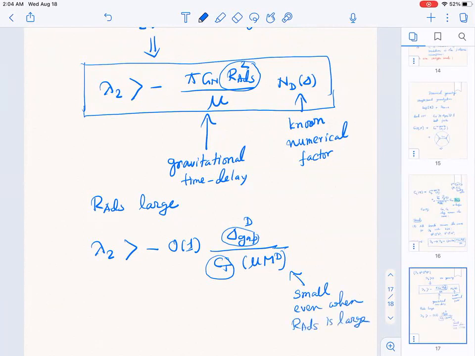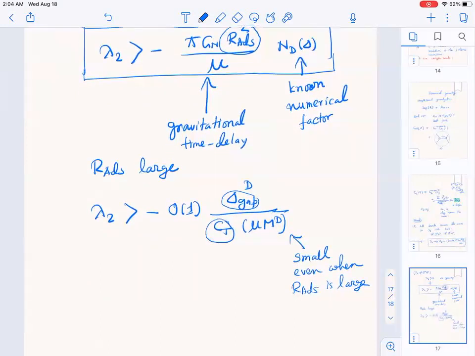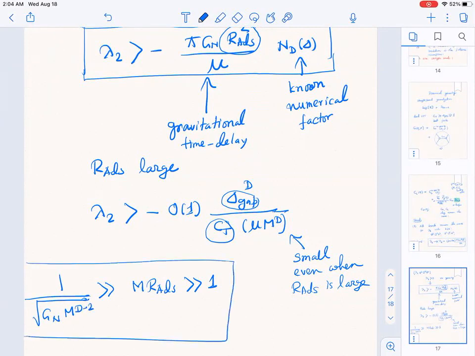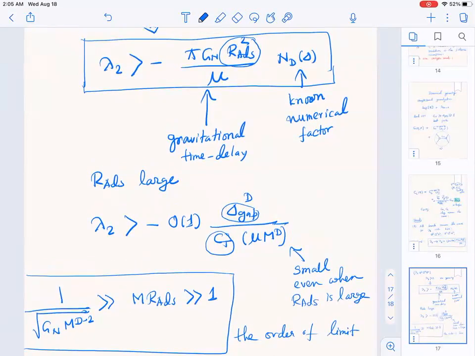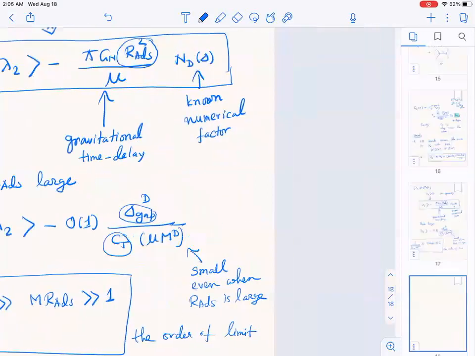Another way of saying this, as Anindya mentioned before, is the order of limits. The way we should take the flat space limit is as follows. This is large, but this is smaller than the scale set by G Newton. So this is the actual flat space limit.